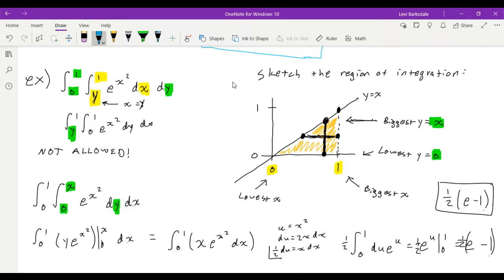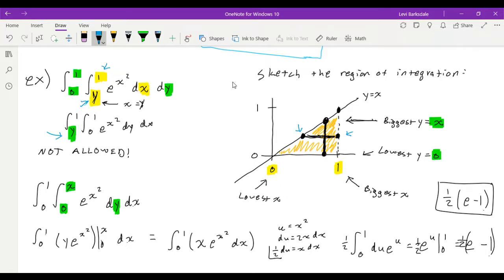Basically we wanted to swap the order of integration. We couldn't swap it just by switching the two integrals because that would give us a variable as an outside limit, which is not allowed. So what we did is we sketched our region of integration, and we found that it looked like this triangle underneath the line y is equal to x. And we also discovered that our x value had to range from this point, y is equal to x, up to a biggest x value of 1. And we got that from our original limits on x.